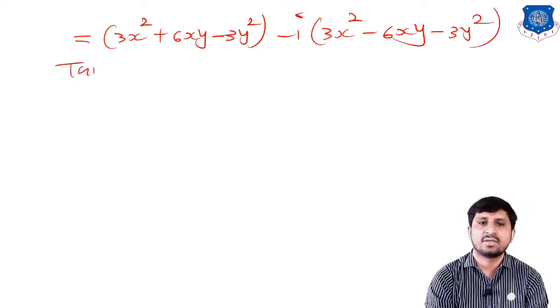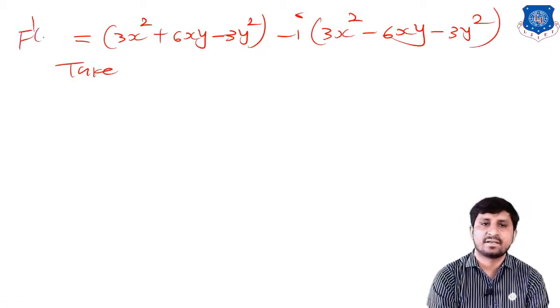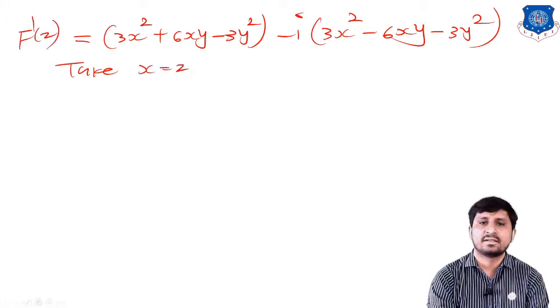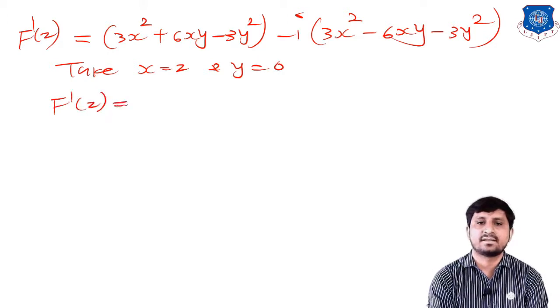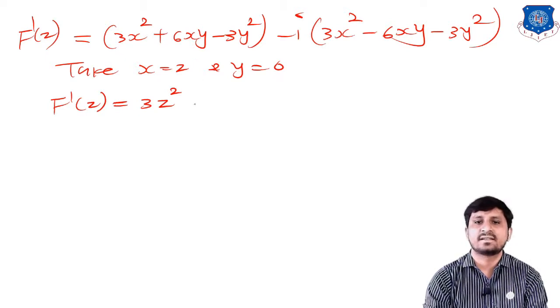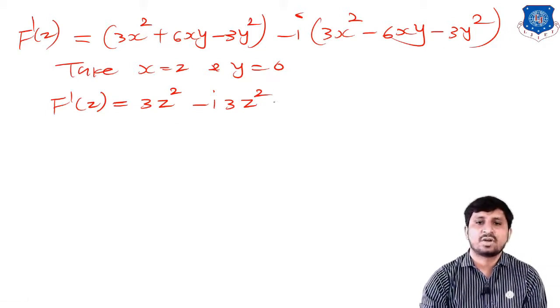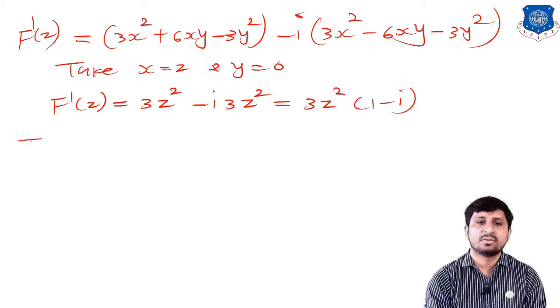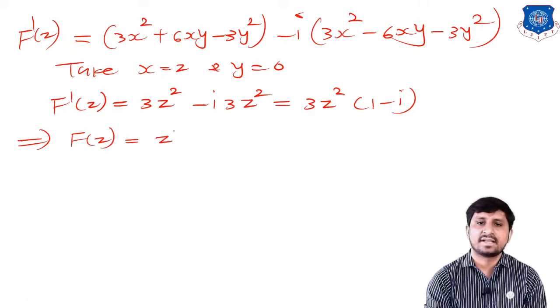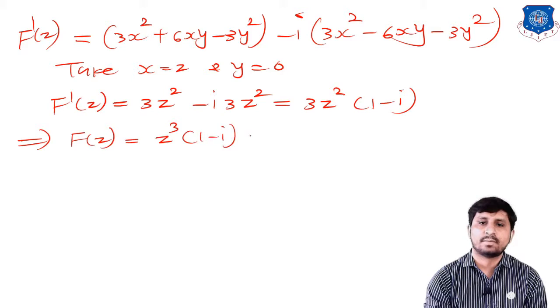And now take x is equal to z. This is my capital F dash z, don't forget. Take x is equal to z and y is equal to 0. So capital F dash z, that can be written as 3z square, this is 0, 0, then minus i 3z square, and these two terms also become 0. So 3z square is a common term. In bracket we have 1 minus i, and we know that when we integrate this function, capital F of z, we get z cube into 1 minus i plus c.